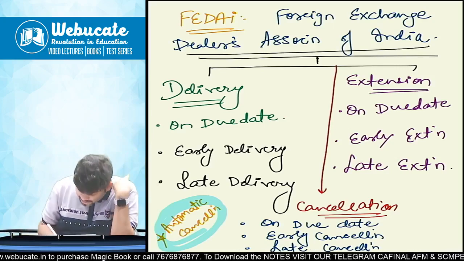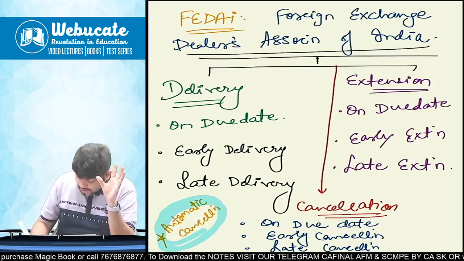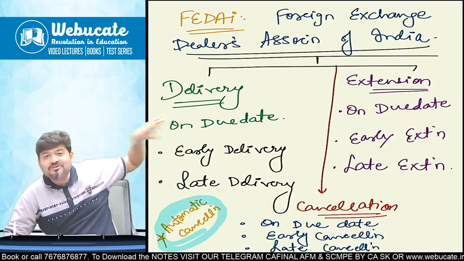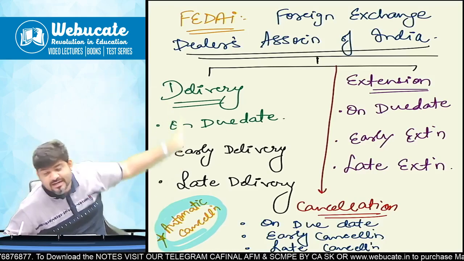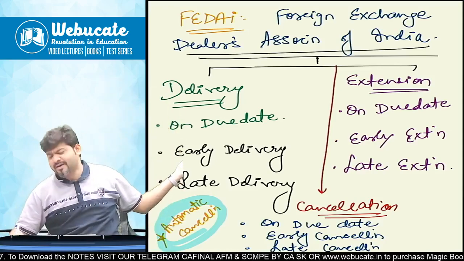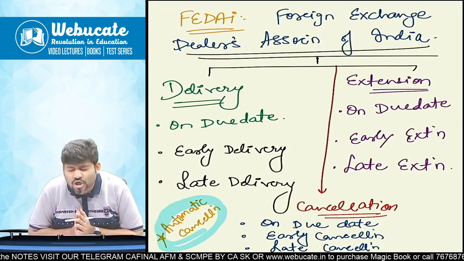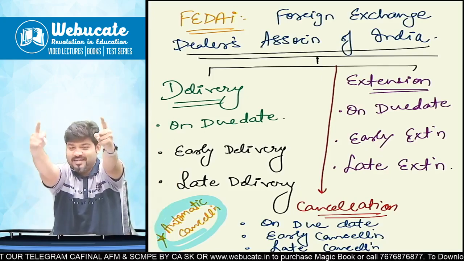And now, you and me, what are we going to do? We are going to do all questions on all of this. Delivery on due date, early delivery, late delivery, extension on due date, early extension, late extension, cancellation on due date, early cancellation, late cancellation, automatic cancellation. All of this we will be doing via sums. Are you ready, guys? Chalo.